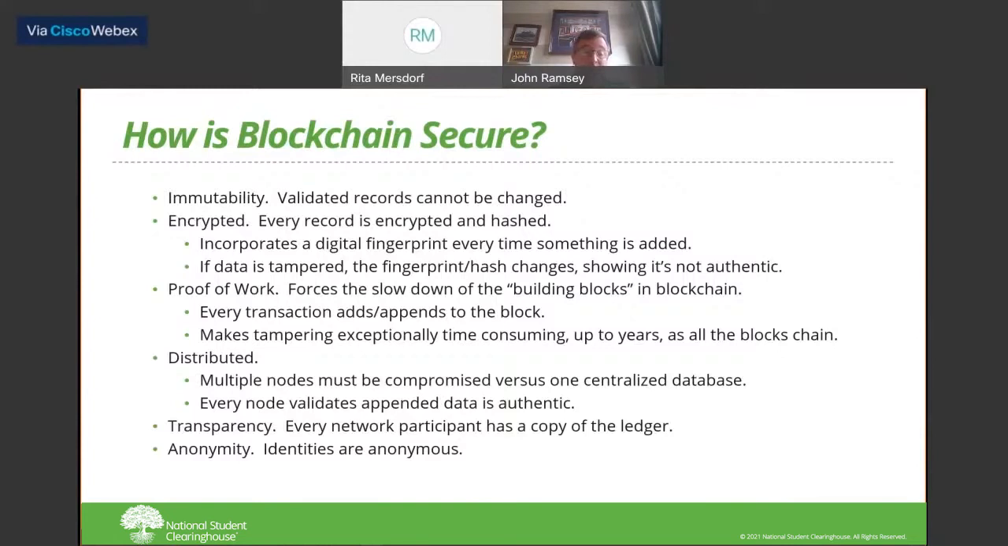Every node also validates that whatever is appended to the blockchain is authentic. It's not just one node saying, hey, that's good, we're going to add on to it. All the nodes validate and add that data. Because it's going across every node and every network participant, there's transparency. Everybody's got a copy of this ledger, of this checkbook. One node can't hide or compromise or alter data without all the nodes agreeing that the data transaction is authentic. And then lastly, identities are anonymous. You can do this, but you don't have to reveal who you are, so you get to maintain that privacy.